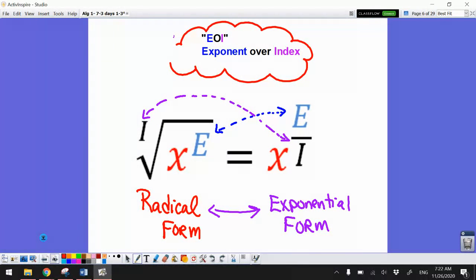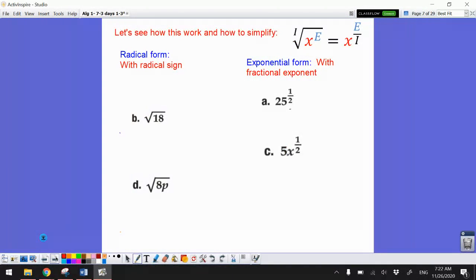And we use this formula, the e over I, exponent over index formula, to help us move from radical form to exponential form. So the e is the exponent or the power, and the I is the index. The index is coming from over here, and the e is the power that is on our fraction, or our rational power. Okay, so here we go.